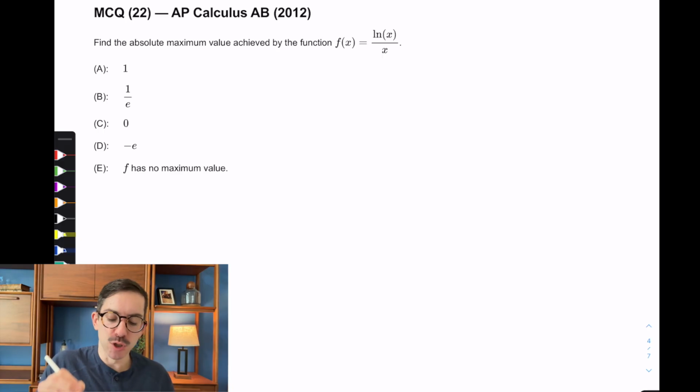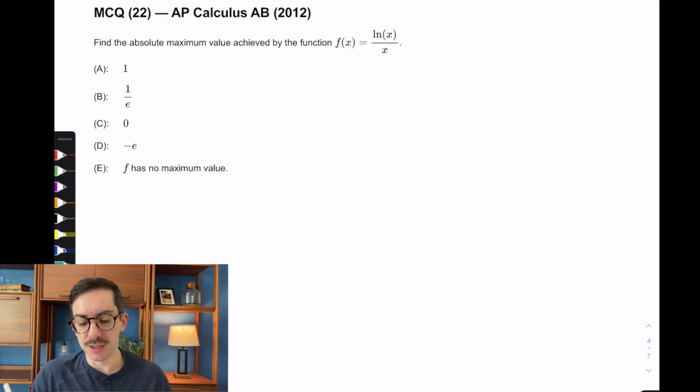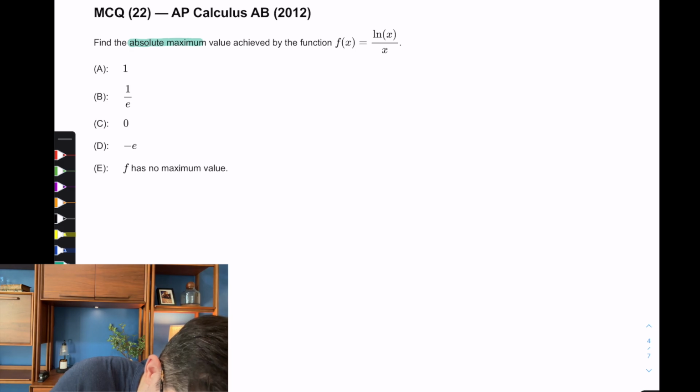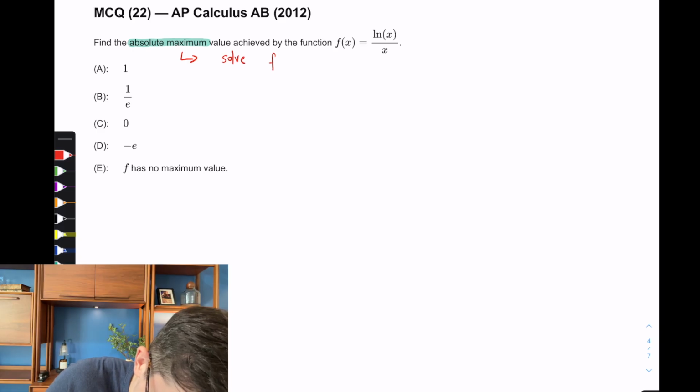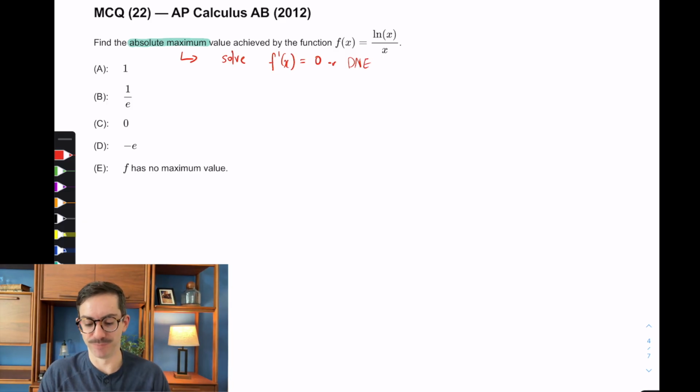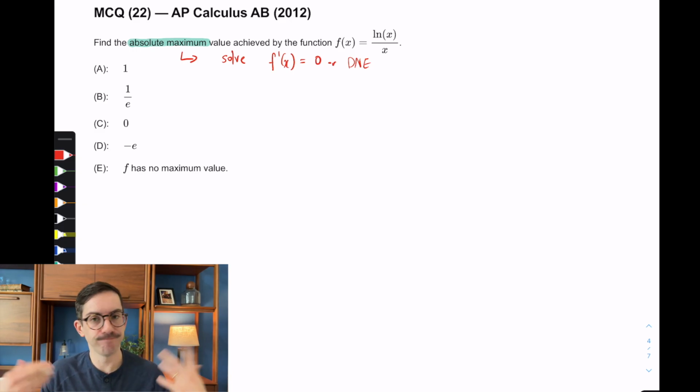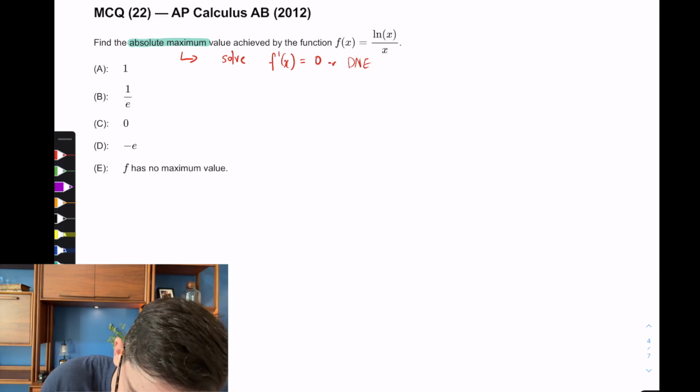It's asking us to find the absolute maximum value achieved by this function, f of x. So whenever you see absolute maximum, I want you to think you need to solve the derivative f prime of x is equal to 0 or does not exist. Okay, that is when, for nice continuous functions, our absolute max values or min values have to appear. So let's find f prime.